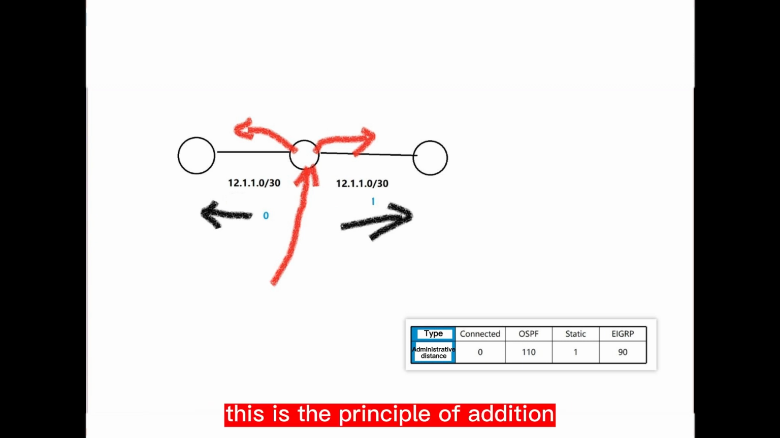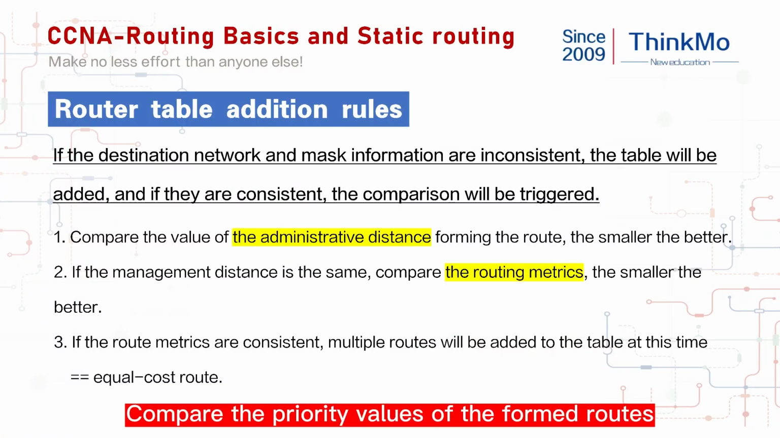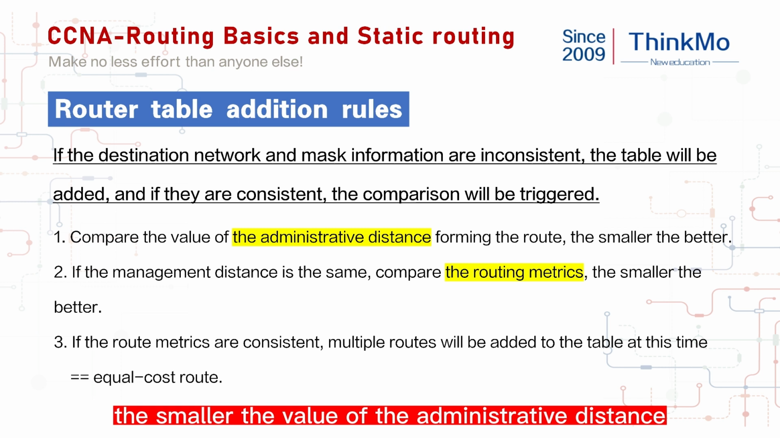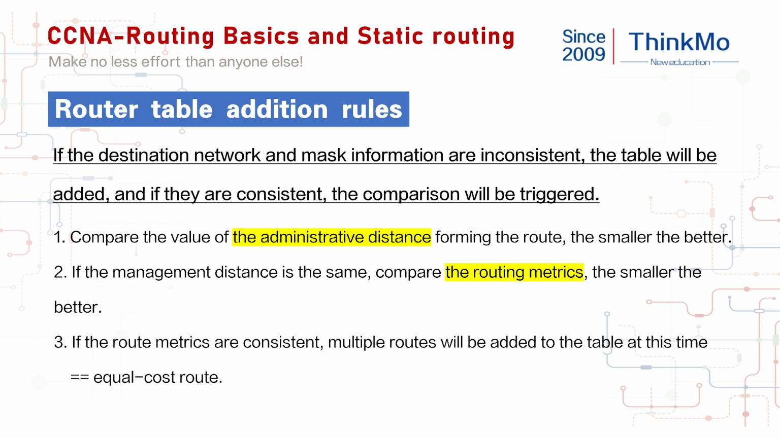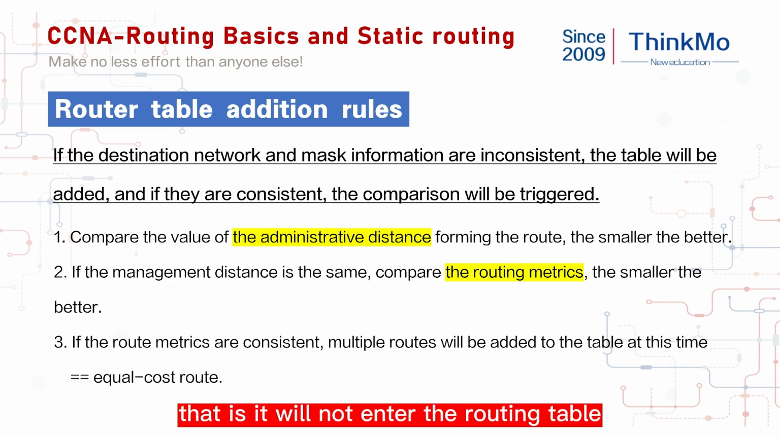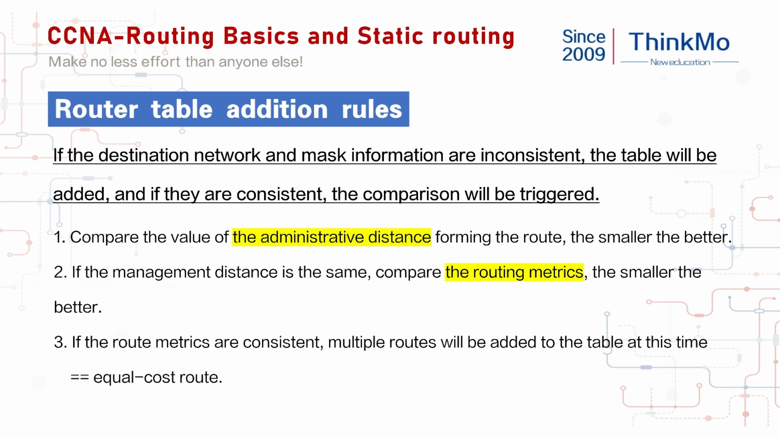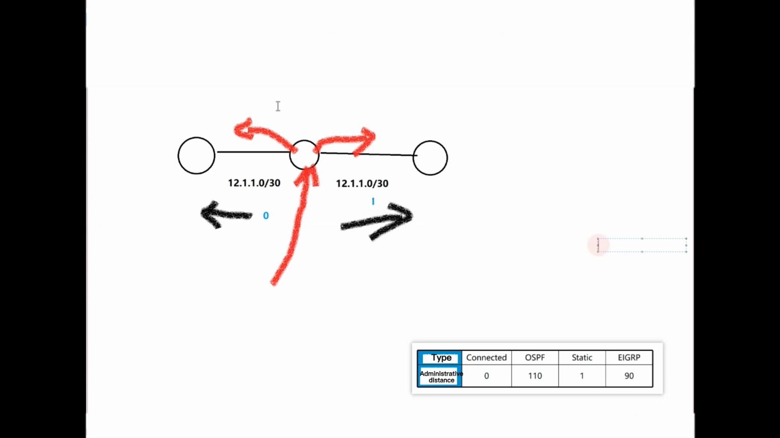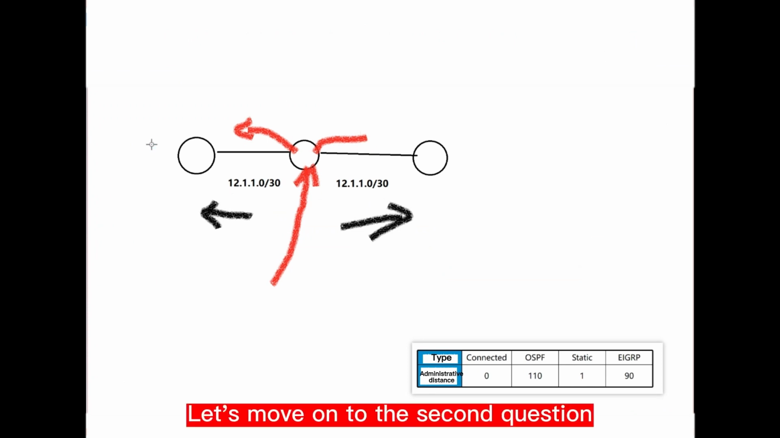This is the principle of adding routes. Compare the priority values of the routes formed. The smaller the value of the administrative distance, the better. Winners will be added. Relatively inferior routes will be eliminated, that is, they will not enter the routing table. This is the first question. Let's move on to the second question.